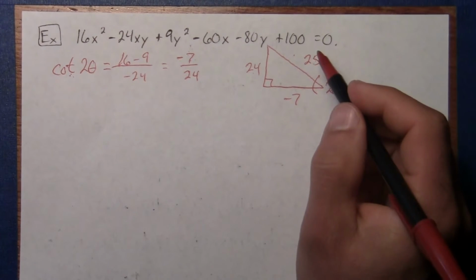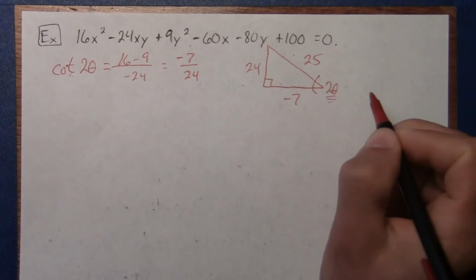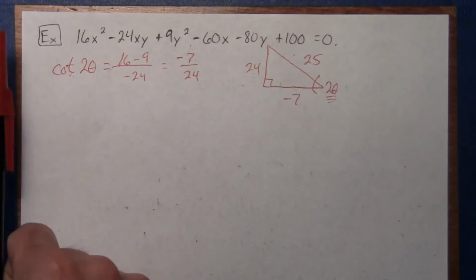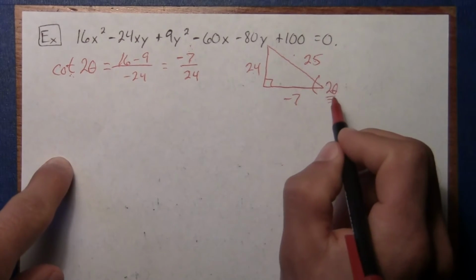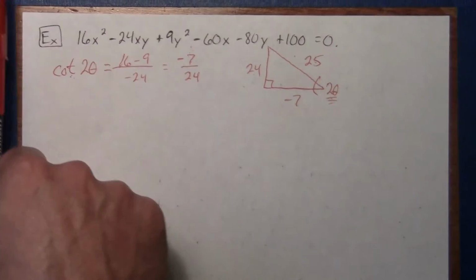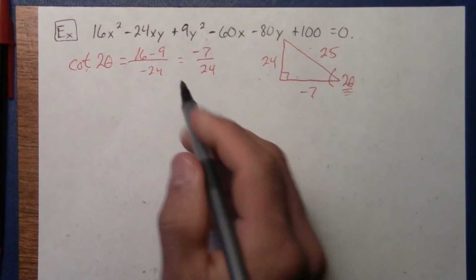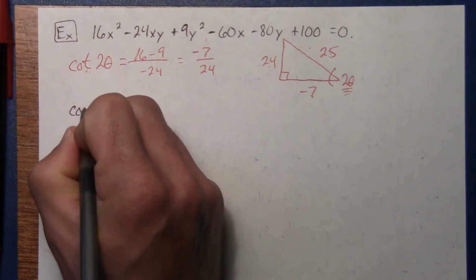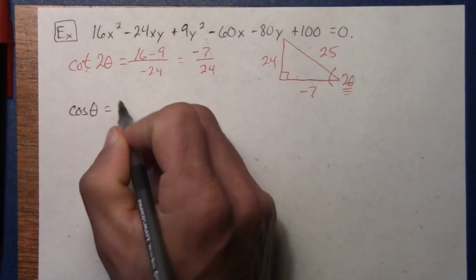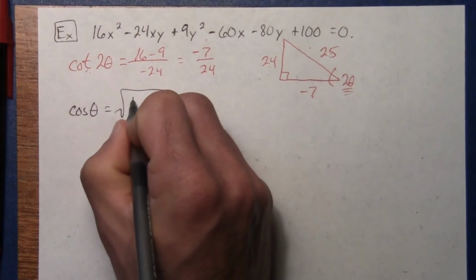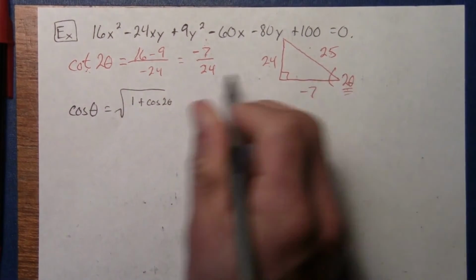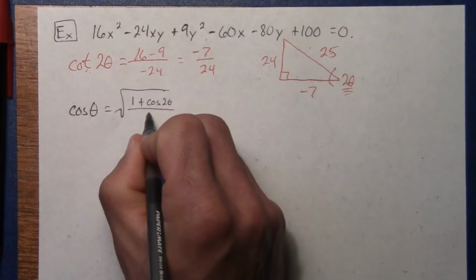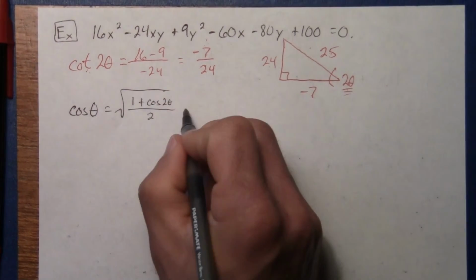Alright, so now I've got this triangle. Now remember, this is 2 theta. So when I go to my substitutions and I say the cosine of theta is negative 7 over 25, that's not right, because that's the cosine of 2 theta. You have to use 2 other formulas, and this is one of them: the cosine of regular theta is equal to the square root of 1 plus the cosine of 2 theta, which would be this triangle's cosine, divided by 2, and that's all under the radical.